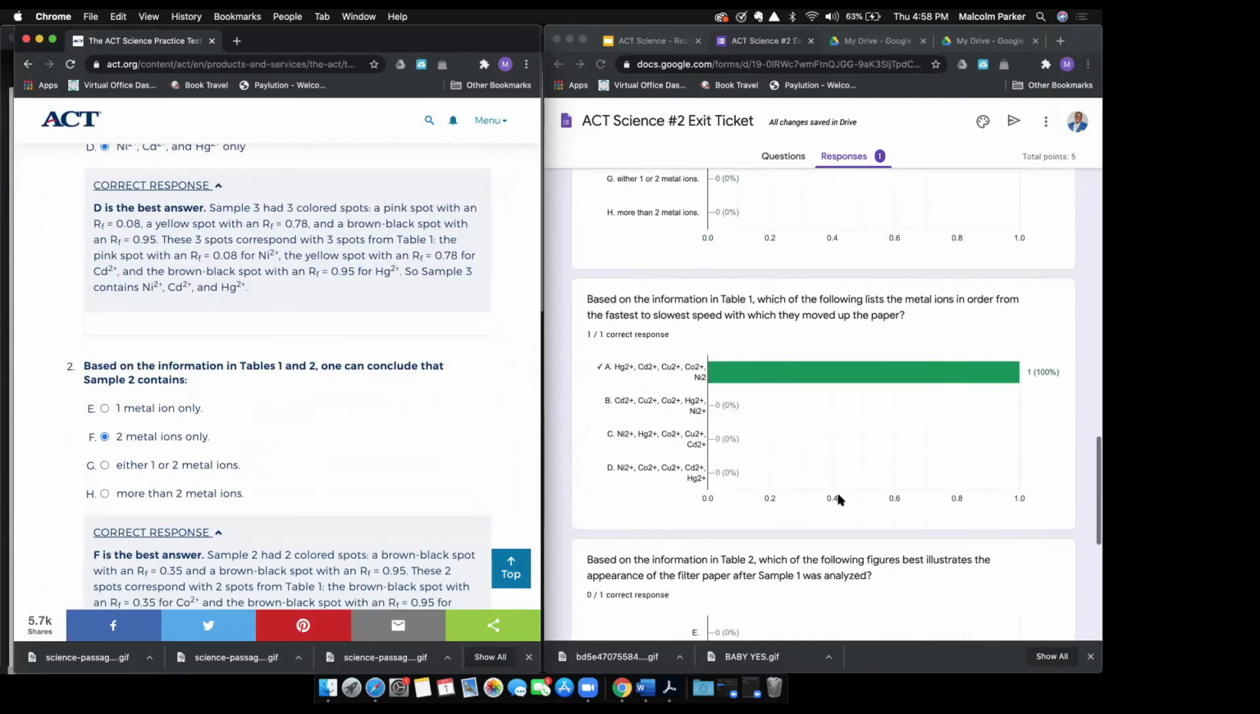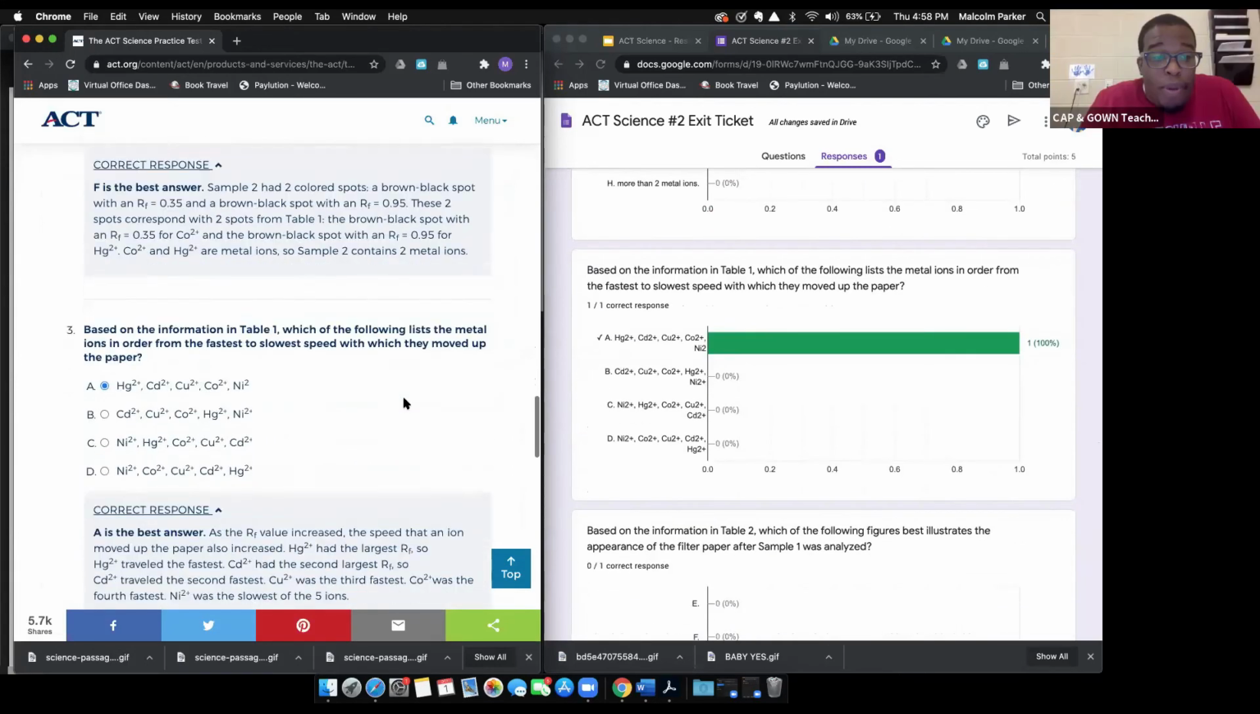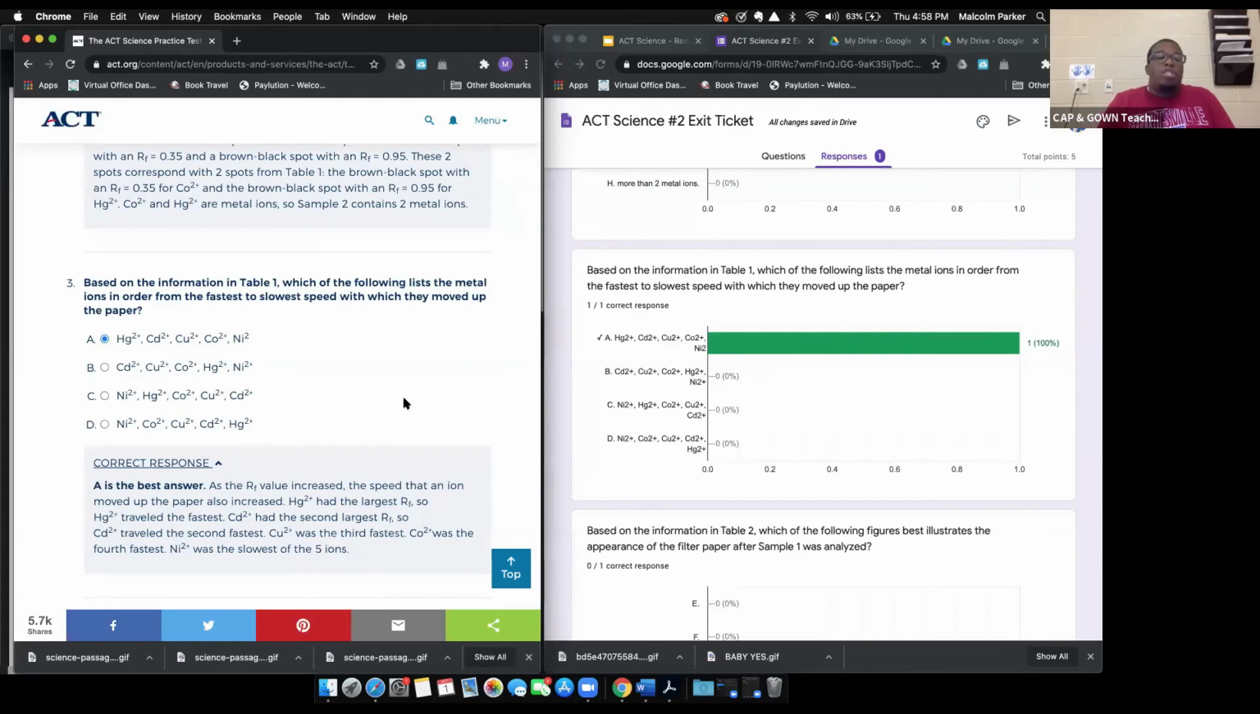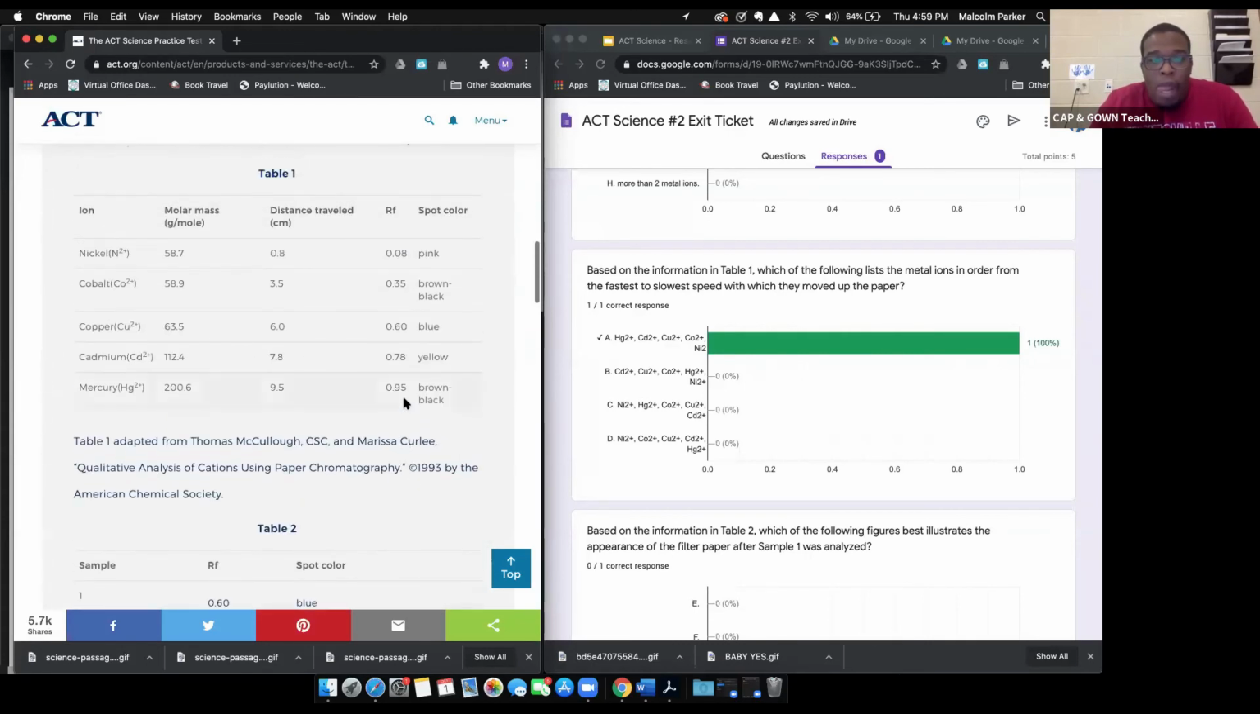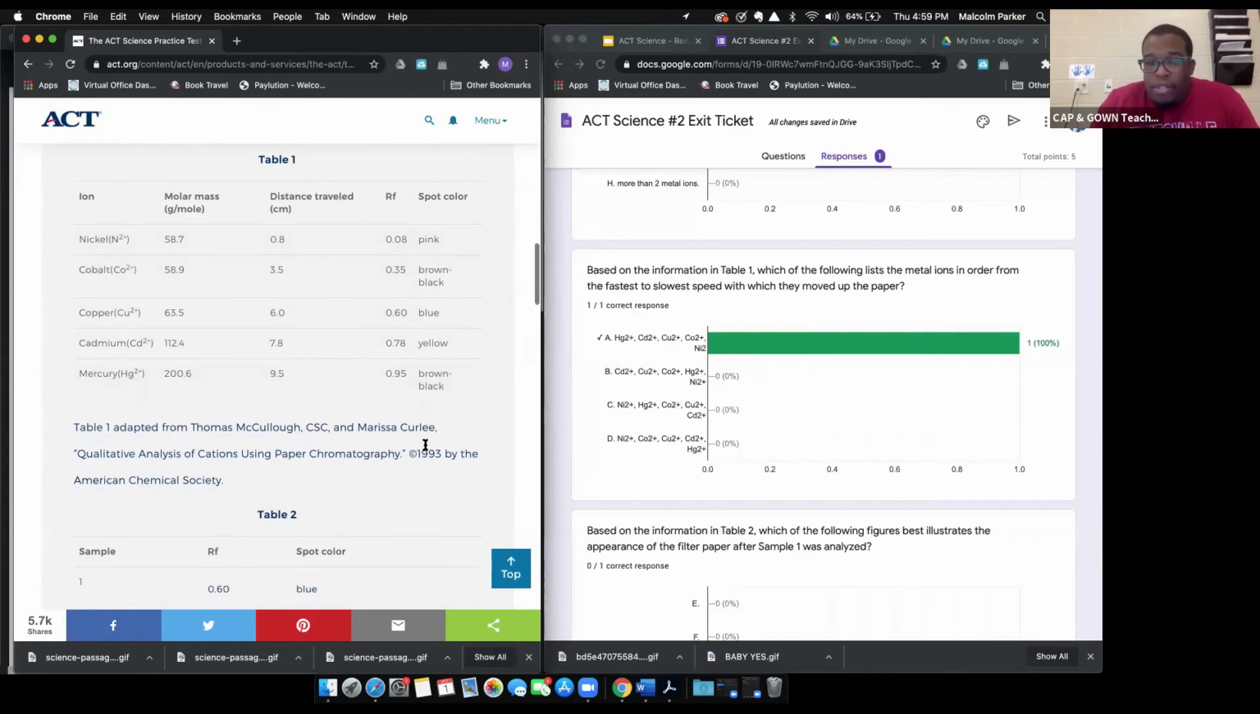Yeah, for sure. Okay. Number 3 you got right. Based on the information in table 1, which of the following lists the metals in order from the fastest to slowest? You definitely got that right. And that goes back to what we said earlier. We've listed them from slowest to fastest already, so all we needed to do was look at the metals backwards, from mercury to nickel.